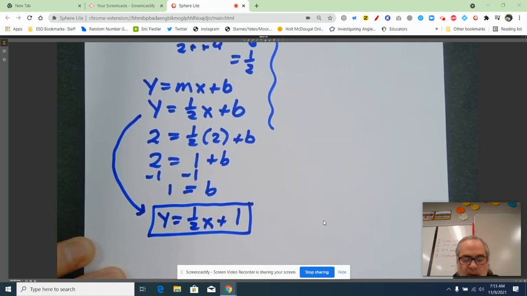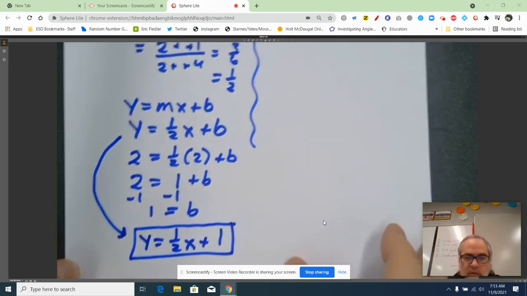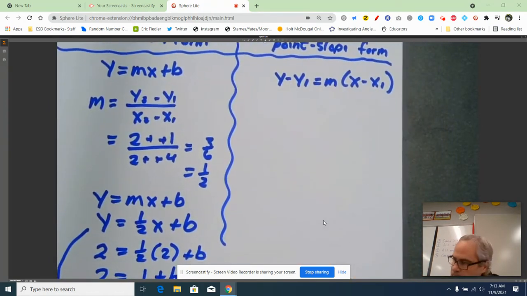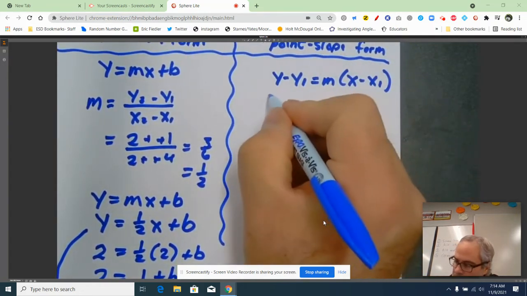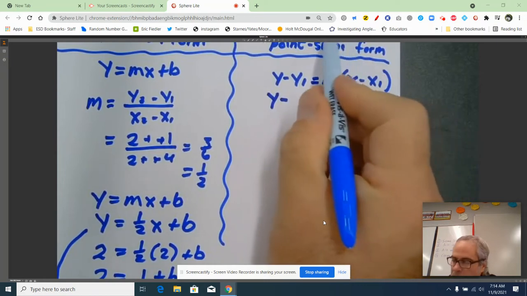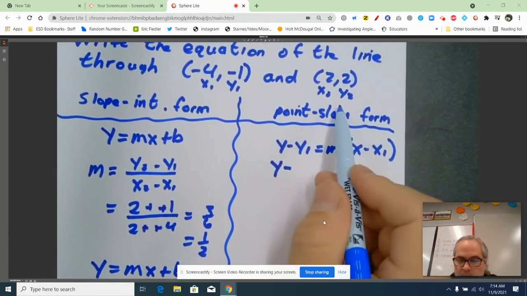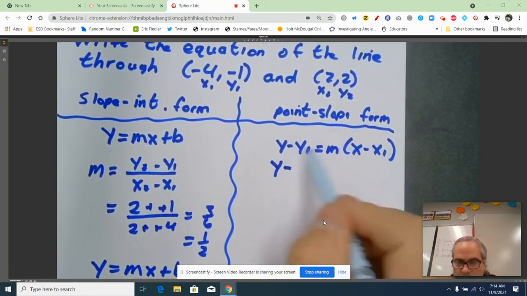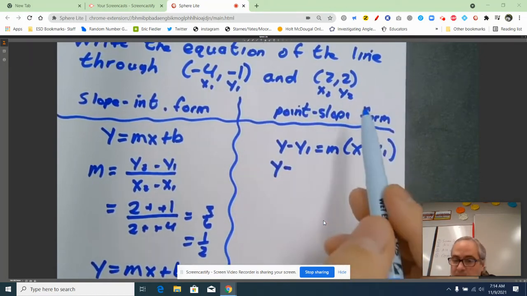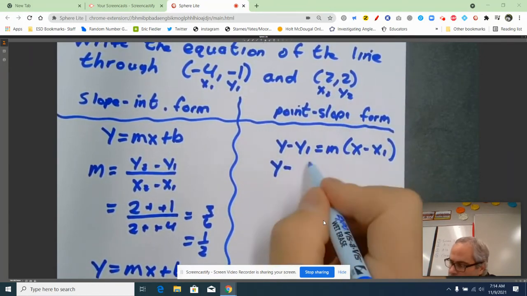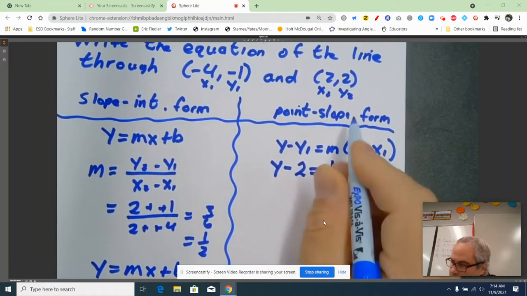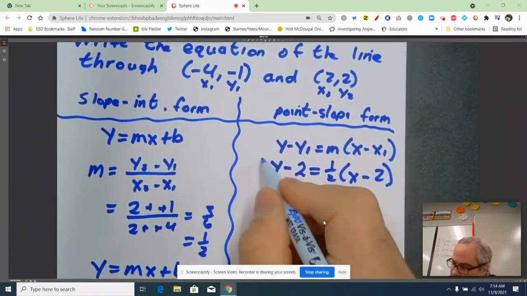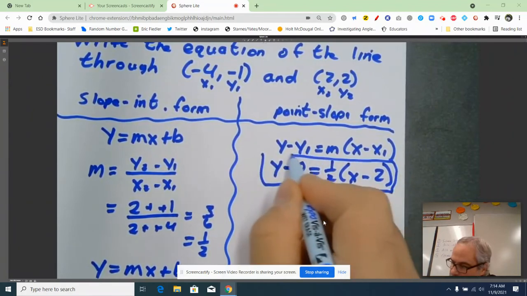And I can graph that like I've shown you in previous videos. Okay, using this one, all you do is you just pick a point. I'm going to pick this one, and you plug it in. So y minus y1. I know this is labeled x2, y2, but now this is a different x1, y1. You could use this one if you want. It doesn't matter. Just pick one. I'm going to use this one. So y minus 2 equals 1/2 x minus x1, which is 2. And there is the answer in point-slope form.